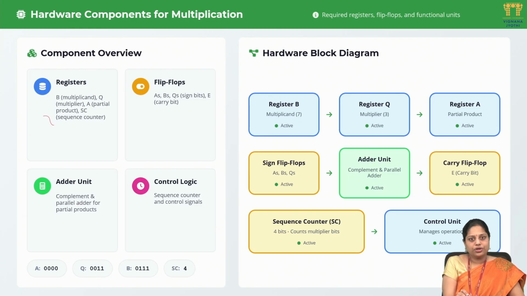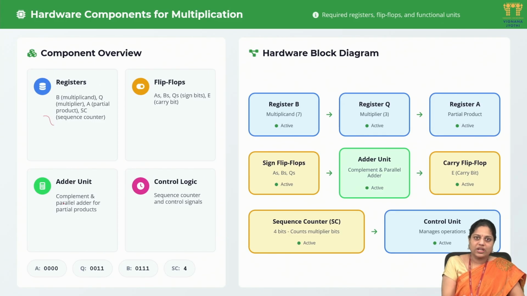Along with this, you are going to require flip-flops or flags, which you are calling AS, BS and QS, which are used to store the sign bits. As we are representing the numbers in sign magnitude representation, we require flip-flops to store the sign bits. During the addition, you require a flag to store the carry bit, which you are representing by using E. Along with this, to perform the addition between the intermediate values, you need a parallel adder.